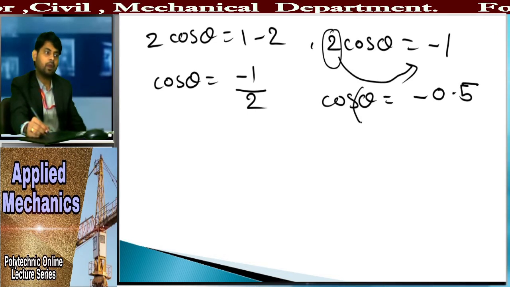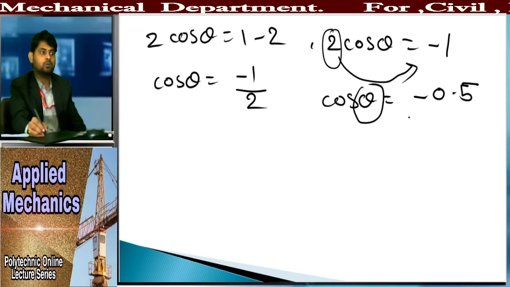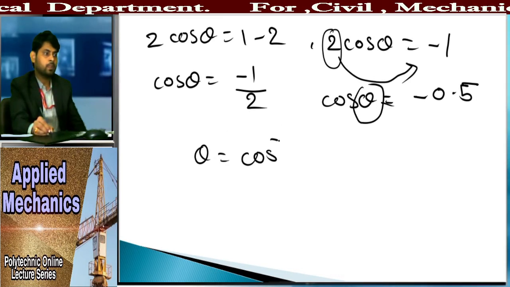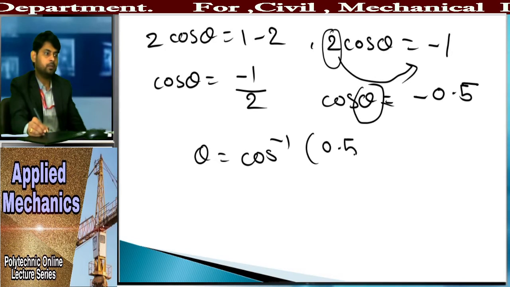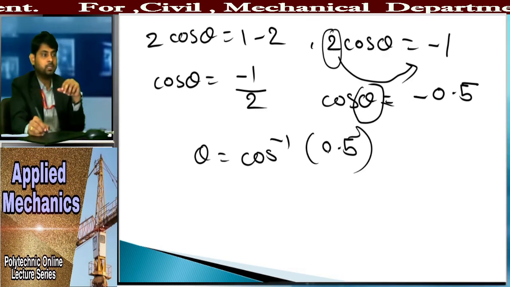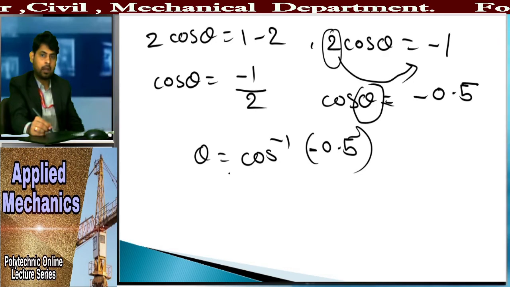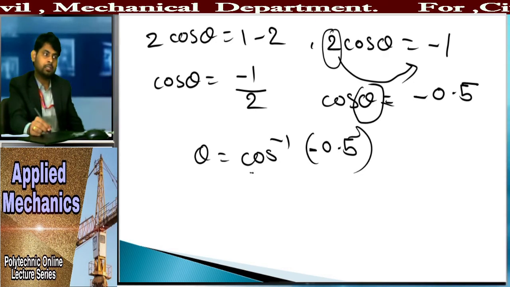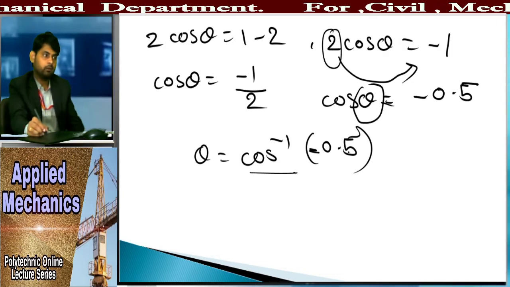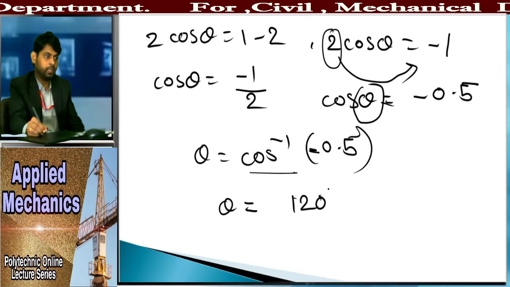So now you can find out the value of theta. How? Here is the cos. If it shifts towards the right side, it will be a cos inverse. So theta is equal to cos inverse of minus 0.5. So now take your calculator. In your calculator, press the button shift and after that the cos. So that term is cos inverse. Then take one bracket and put in minus 0.5. So you will get the value of theta, which is nothing but 120 degree.